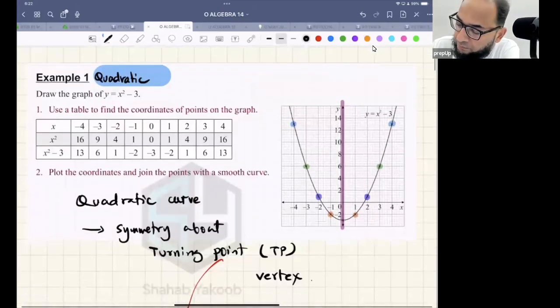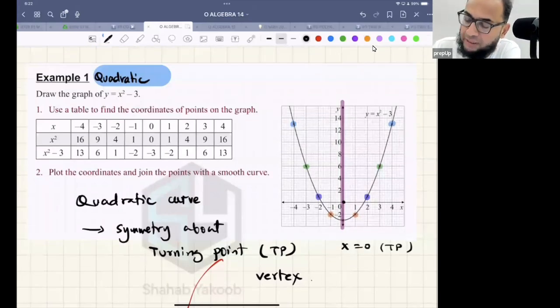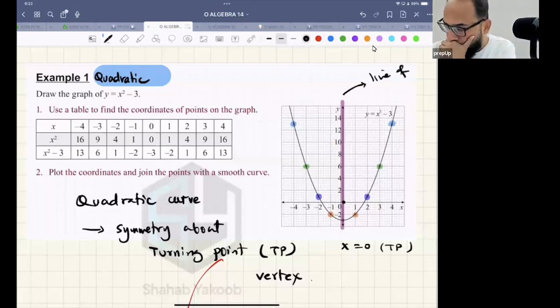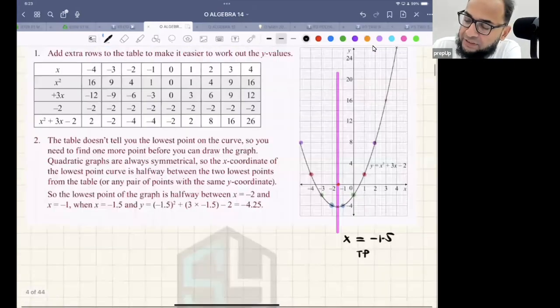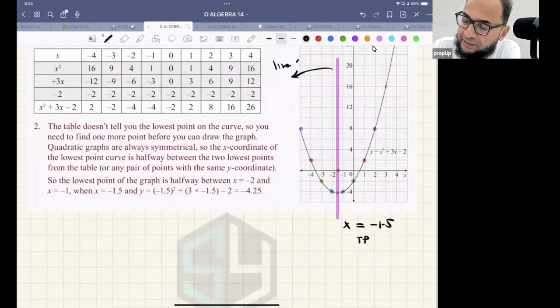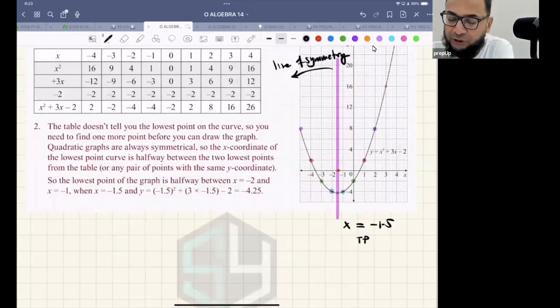Over here, x equals 0 was the turning point. So the vertical line, this is the line of symmetry, and it passes through the turning point. This is again the line of symmetry and it's passing through the turning point. Naturally, we have to study completing the square for that.